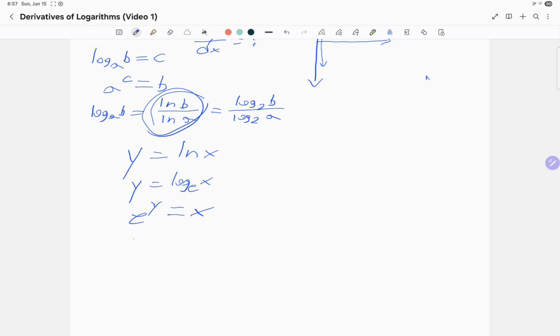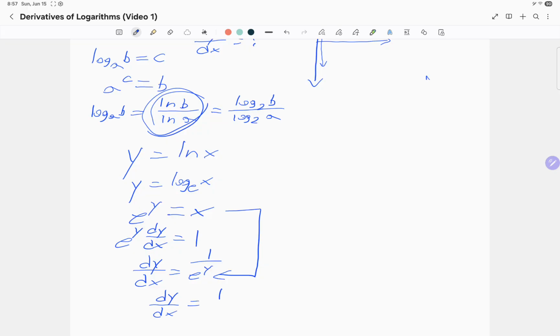And now once we take the derivatives of both sides, we have e to the y dy/dx equals 1. So now if we divide both sides by e to the y, we're going to have dy/dx equals 1 over e to the y. And we stated up here that e to the y equals x. So we could put that down there now. And so we'll finally have dy/dx equals 1 over x.